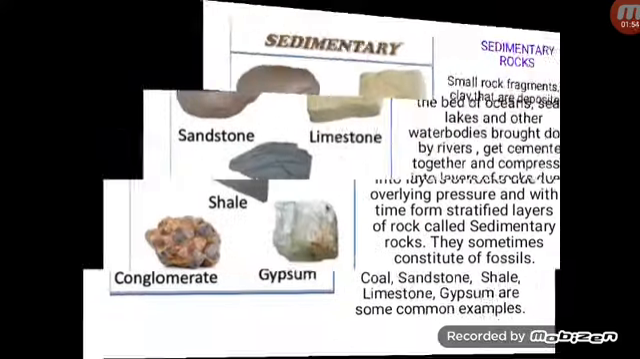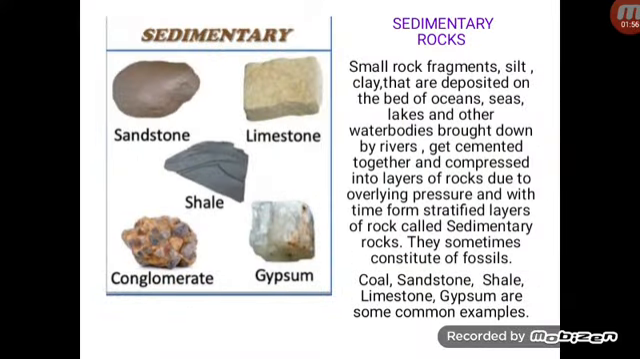Next, coming to the sedimentary rocks, or the second type of rocks which are found on the earth's surface. Now how are they formed? Small rock fragments, silt, and clay that are deposited on the bed of the oceans, seas, lakes and other water bodies, brought down by rivers, get cemented together and compressed into layers of rocks due to the overlying pressure, and with time form stratified layers of rocks which are called the sedimentary rocks.